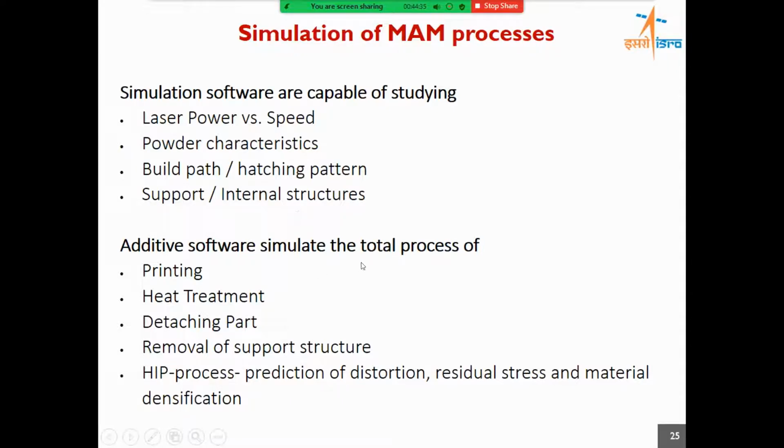And of course, these software simulate the total process, right from 3D printing, the heat treatment, the removal of the part from the substrate, and also removal of the support structure and hip or the post processing, to predict the distortion, residual stresses, and the density that can be achieved. So there are various software which are capable of doing all these things.